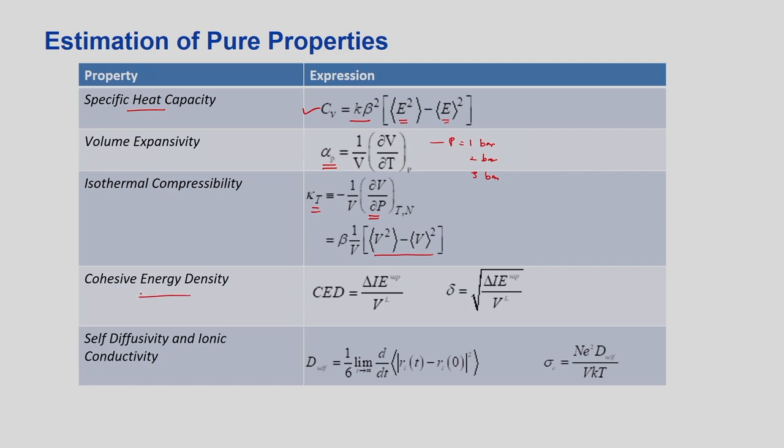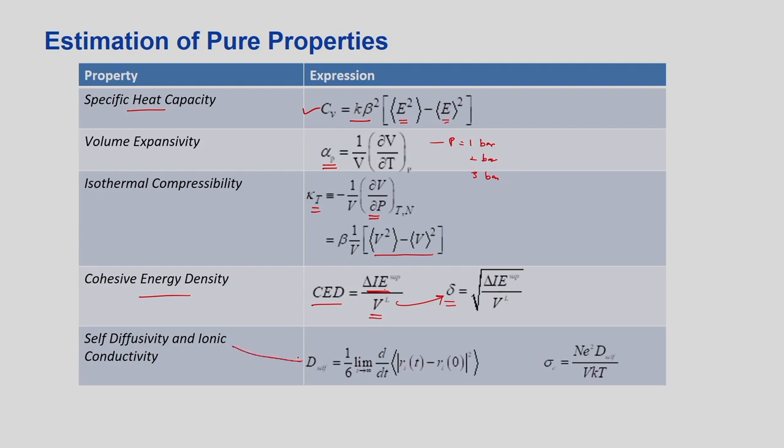Then you have cohesive energy density. This cohesive energy density is the internal energy change when a particular molecule goes from liquid to vapor. This is the molar volume, and you can also find the Hansen solubility parameter, which is the square root of this internal energy change divided by the molar volume.